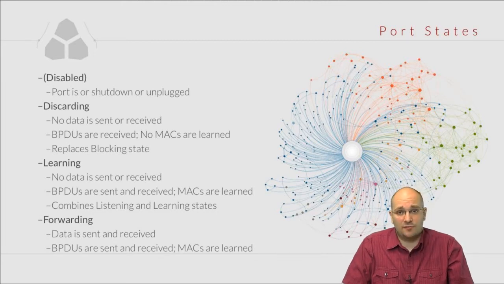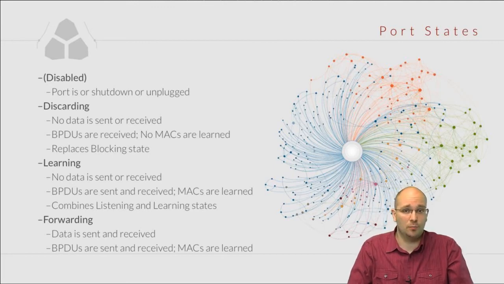And the forwarding state, of course, is the forwarding state. The production traffic, the data traffic is being transmitted, is being received. In case the other side is actually sending us something, but that's the whole point, isn't it? And the BPDUs are also going to be sent and received on the port. The MAC addresses, of course, are being learned.